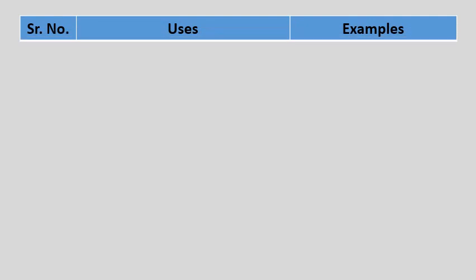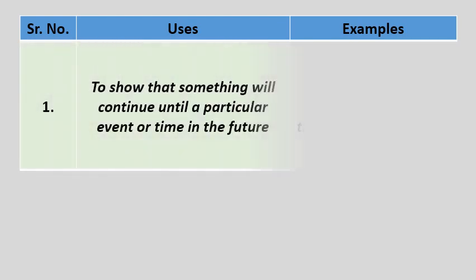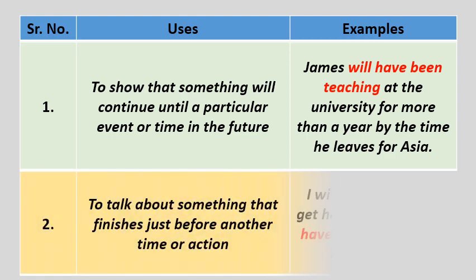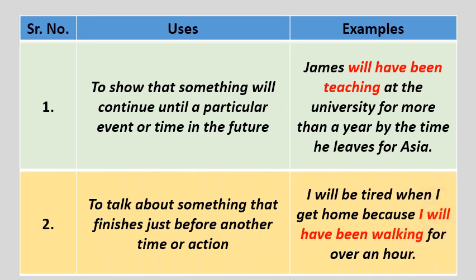Let's see the uses of future perfect continuous tense with examples. Number 1. It is used to show that something will continue until a particular event or time in the future. For example, James will have been teaching at the university for more than a year by the time he leaves for Asia. Number 2. It is used to talk about something that finishes just before another time or action. For example, I will be tired when I get home because I will have been walking for over an hour.